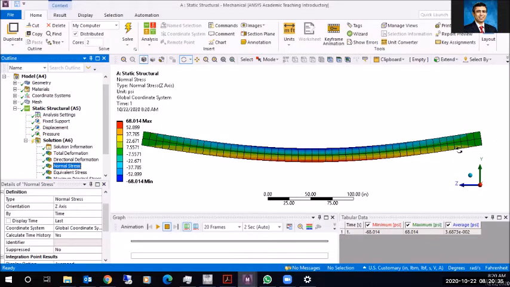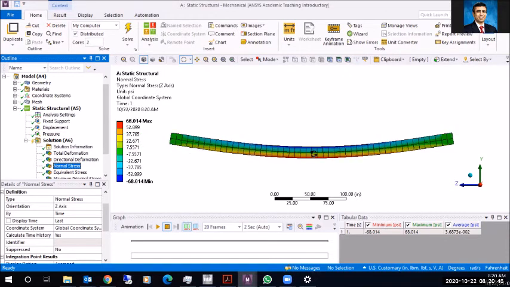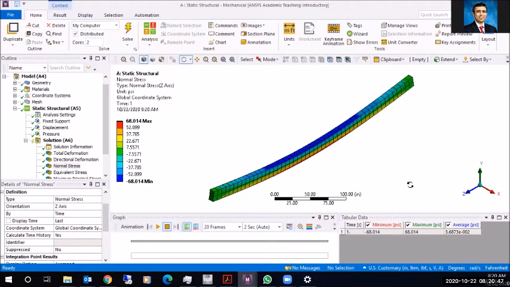And as you go towards the simple support, you're getting the green here, which you see is around 0. At the neutral axis, the stress is 0. So this is a very nice display of the stresses as we know them.